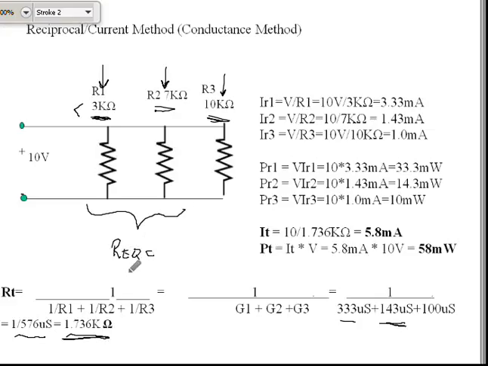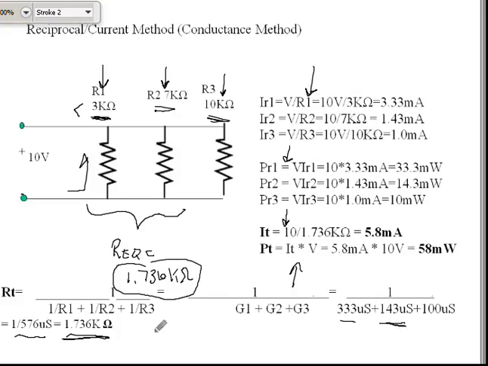REQ equals 1.736 k ohms. From there, it's quite easy. You can calculate each current drop. From there, how much power consumption each one has, and come up with the total power consumption and the total current.